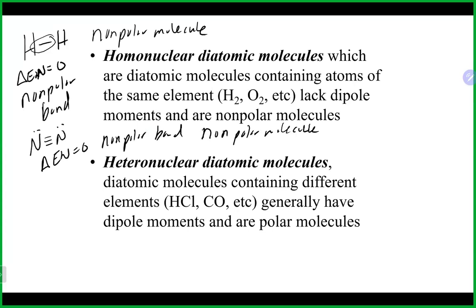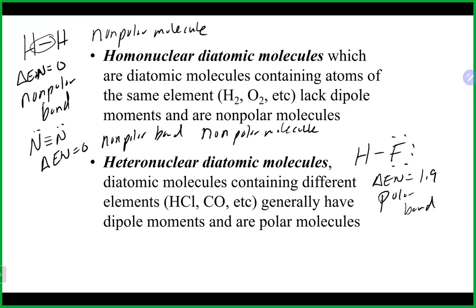Now, the opposite is true if you have a heteronuclear molecule. That's something like HF. When we look at HF, the difference in electronegativity is like 1.9, I think, something like that. That is a polar bond, right?